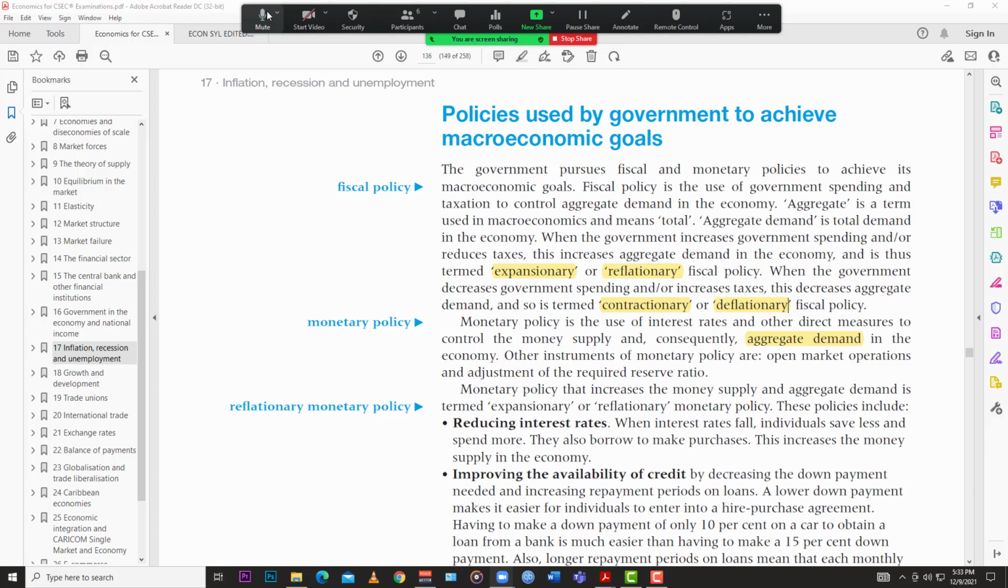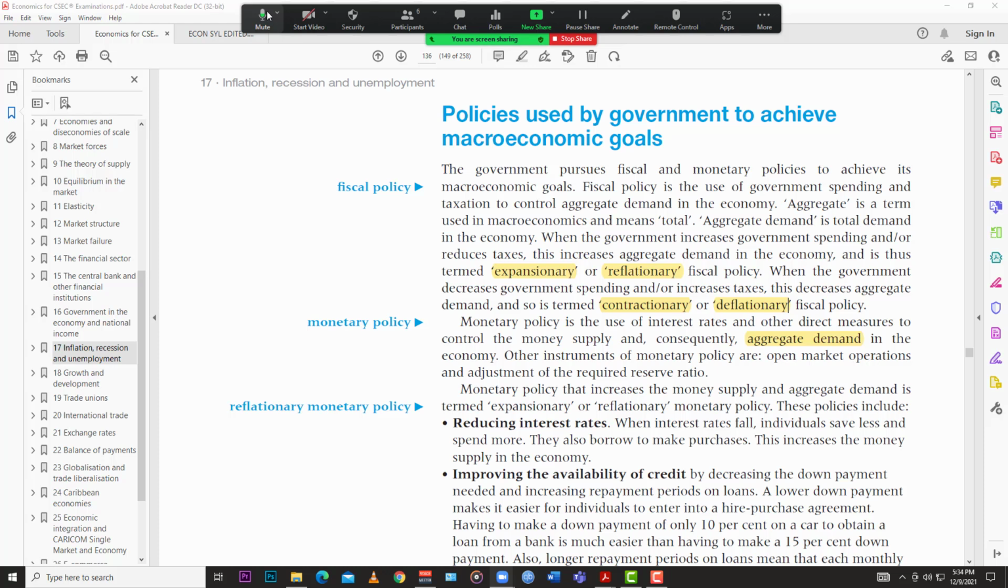Then we have monetary policy now. I would have touched on monetary policy before when we were looking at banks and central banks. So what is monetary policy? As the name suggests, monetary, money. It's the manipulation of the money supply using interest rates to try to achieve certain broad economic objectives.